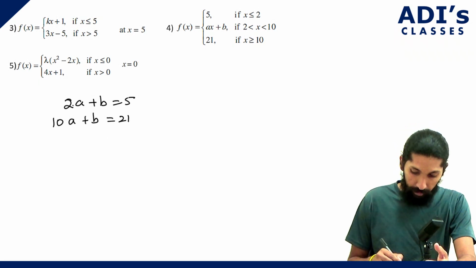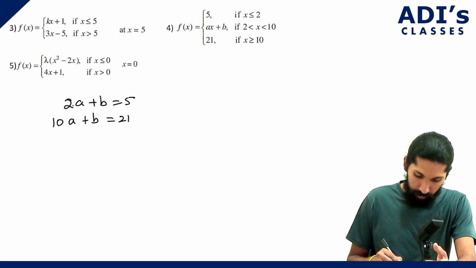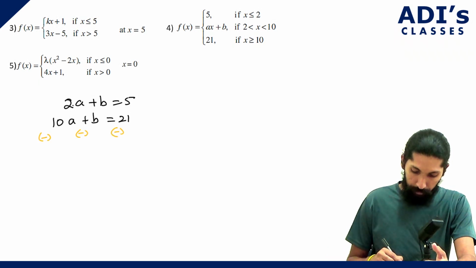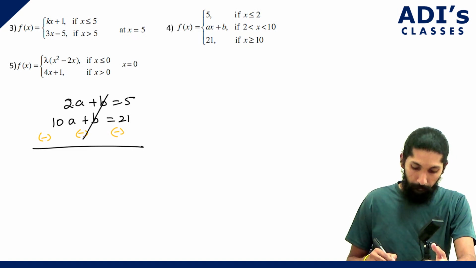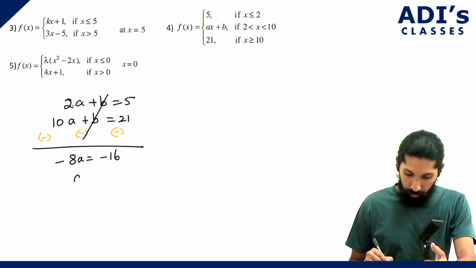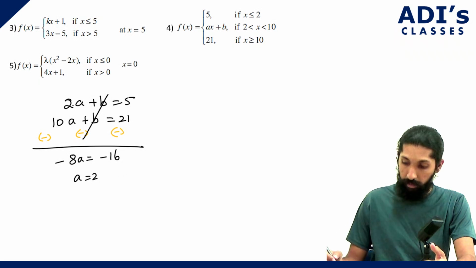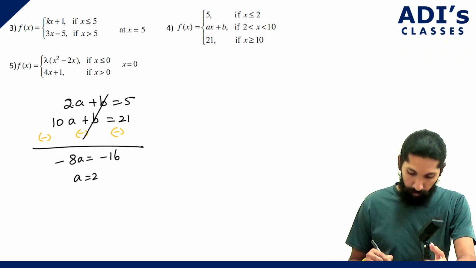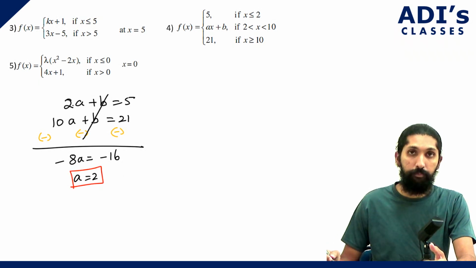Now you subtract. See what we are doing here? We are subtracting these two equations. See, when you subtract, b gets cancelled. So minus 8a is equal to minus 16. So a value becomes 2. Correct? So what do we get? One of the values. A value is 2.